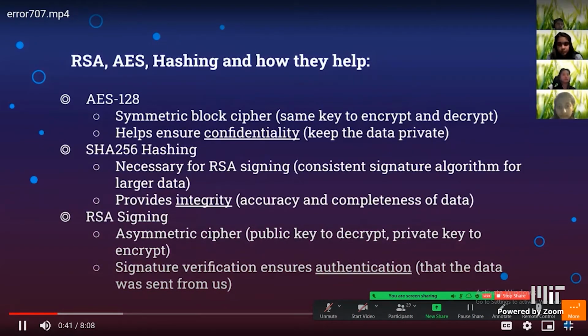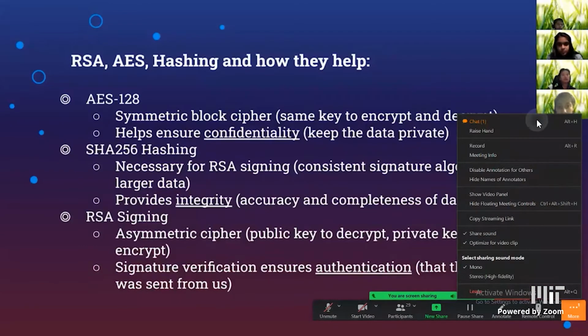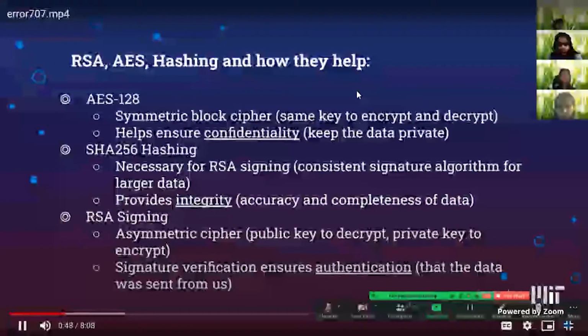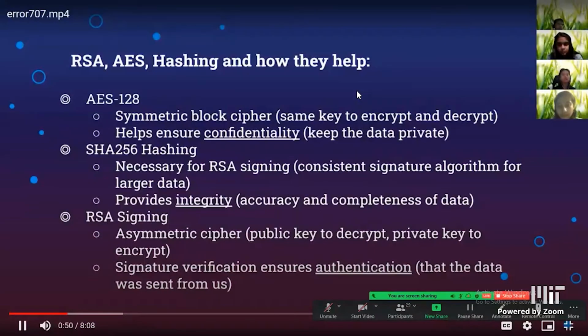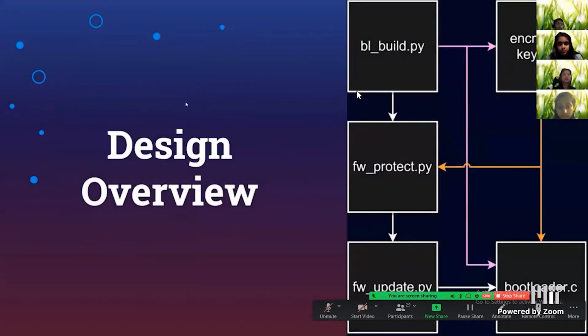We use RSA signing, which is an asymmetric cipher, using the public key to decrypt and the private key to encrypt. Signature verification ensures the authentication of the data, or that the data is sent from us and not an outer party.